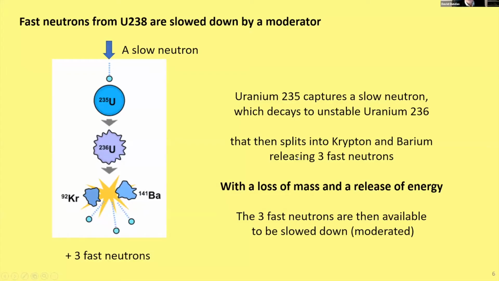So recap what we saw before. A slow neutron comes in, from a uranium-238 neutron which has been slowed down. We'll see how that happens in a minute. Uranium-235 decays, as I was explaining, and you get krypton and barium. You get a loss of mass and a release of energy.